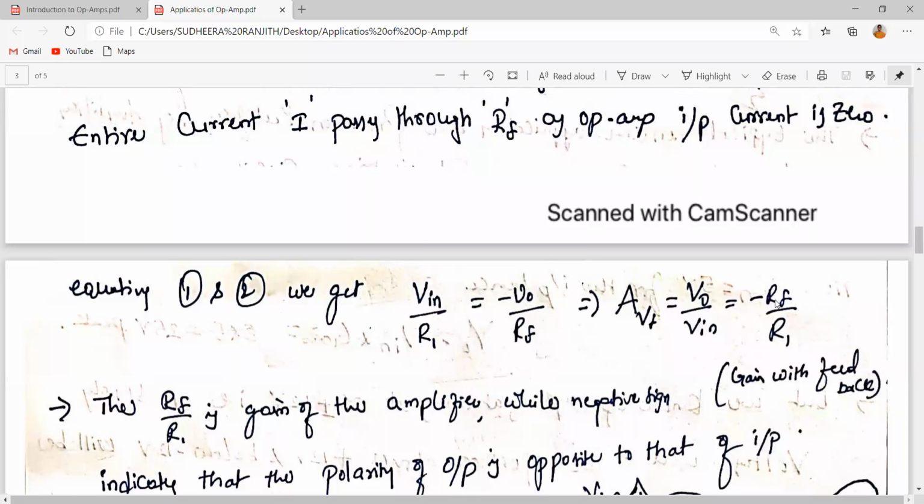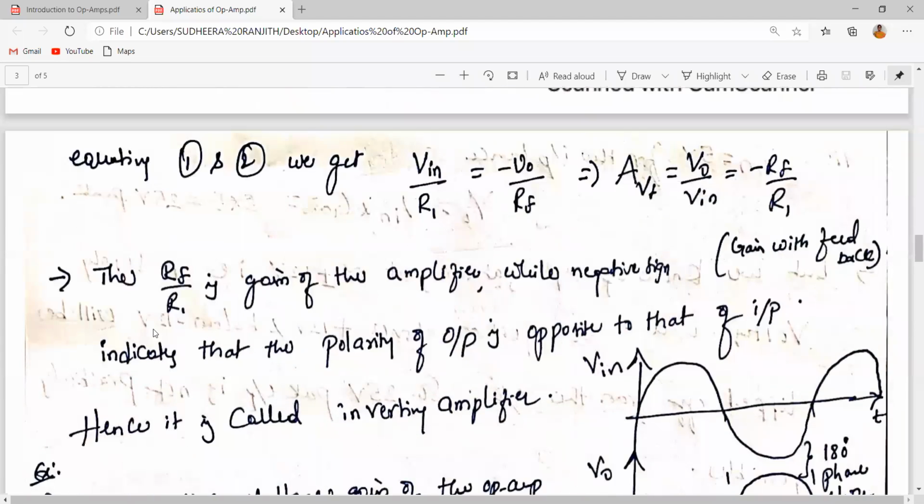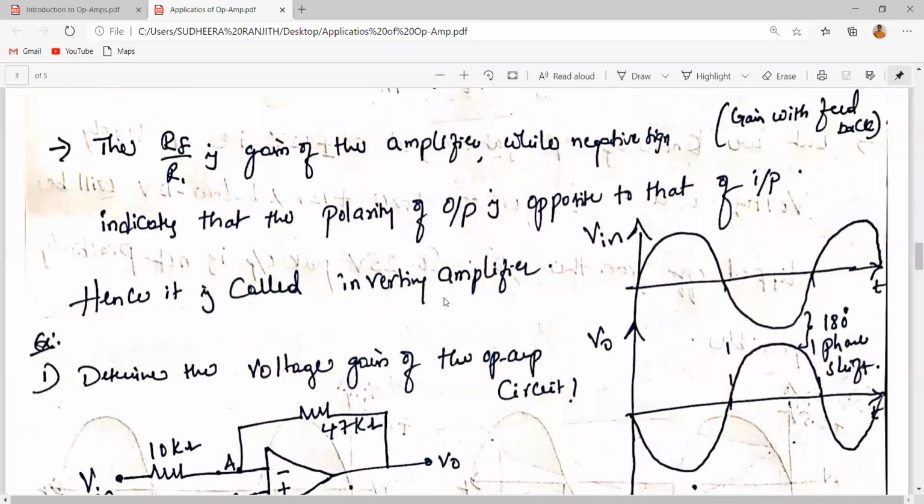The output is 180 degrees out of phase with respect to the input. That's why it is called an inverting amplifier. The negative sign indicates the 180 degrees phase shift. Here Rf by R1 is the gain of the amplifier, while the negative sign indicates the polarity of the output, which is opposite to that of the input. Nothing but V naught is proportional to minus Vin. Hence it is called an inverting amplifier.